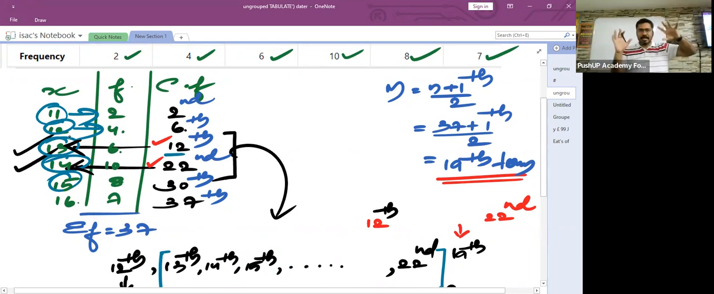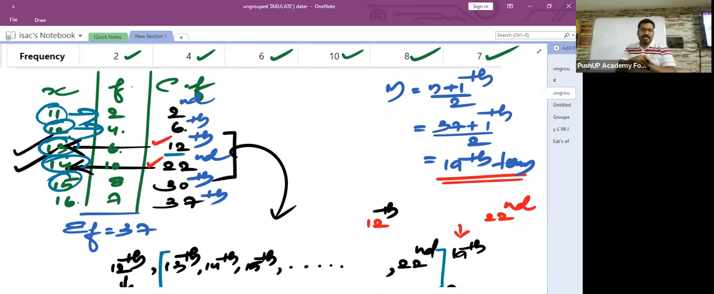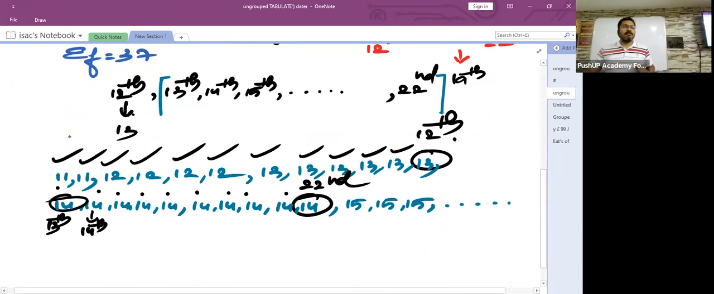Now, what is exactly happening with the table? Now we all understood what is exactly happening with the table. The 12th term is 13 and the 22nd term is 14.